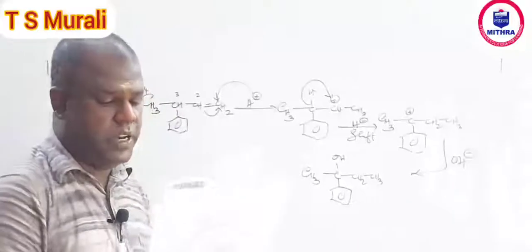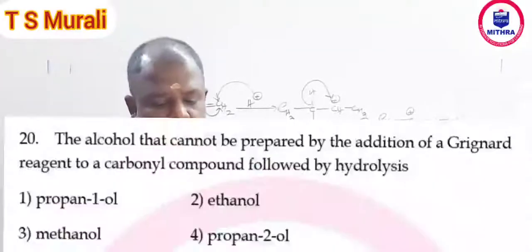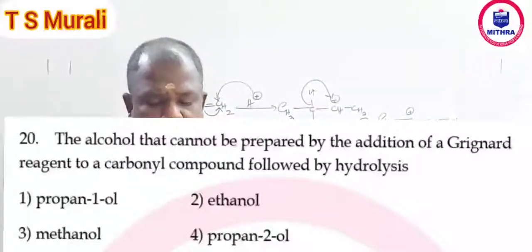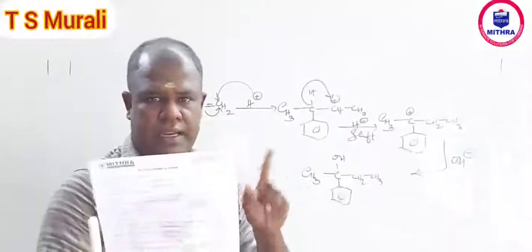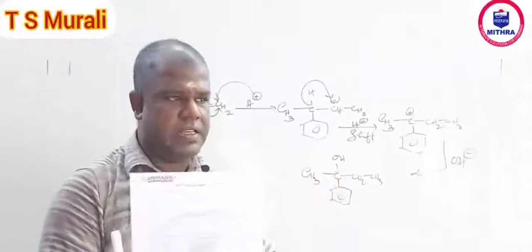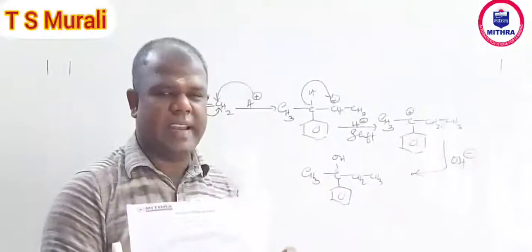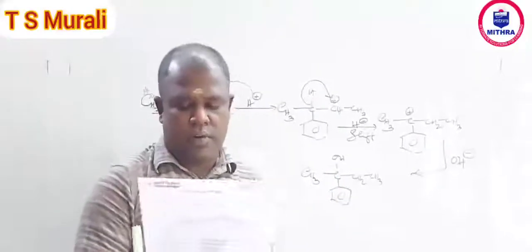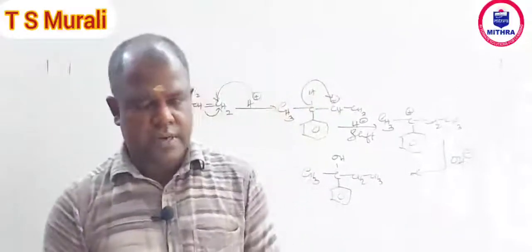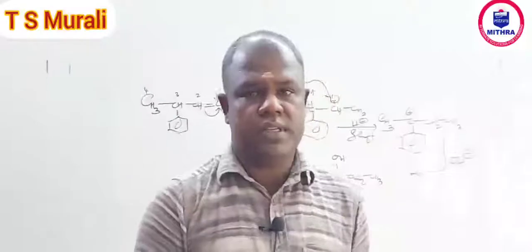Clear? Question number 20. Alcohol that cannot be prepared by the addition of Grignard reagent to a carbonyl compound followed by hydrolysis. The answer is methanol. Why? Because a carbonyl compound contains at least one carbon and a Grignard reagent contains at least one carbon. So the Grignard reagent and carbonyl compound combination produces at least ethanol. It is not able to form methanol, that is the answer. So all the questions are over.